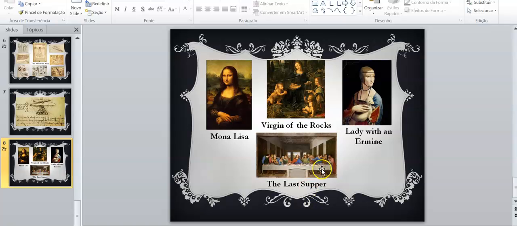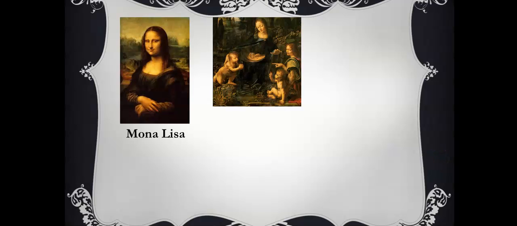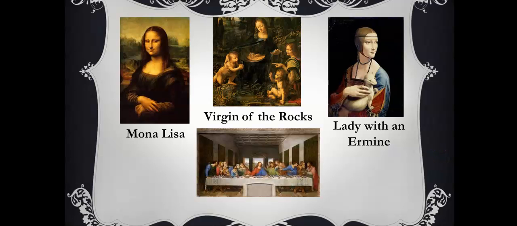Coming back to the presentation here, we have Lady with an Ermine, which is in a museum in Poland, and the last one, The Last Supper. The Last Supper is considered to be the second most important painting of Leonardo da Vinci, and it is not on a panel, and it was not on canvas. It was actually painted on a wall, which stays in Santa Maria della Grazie in Italy.